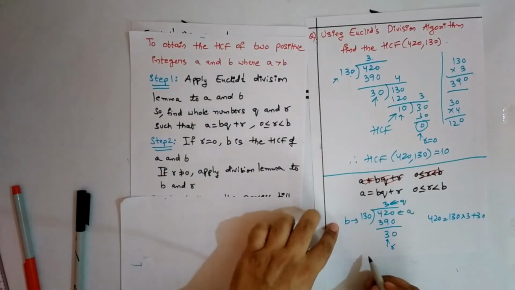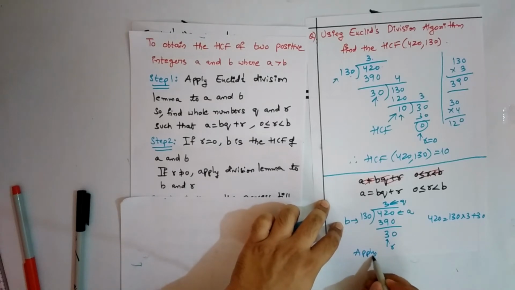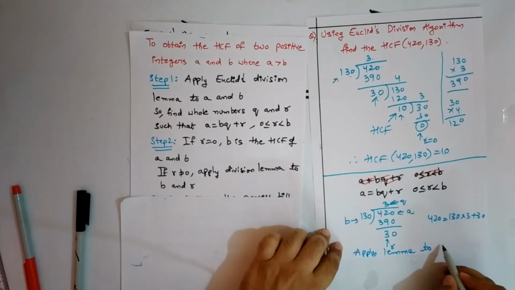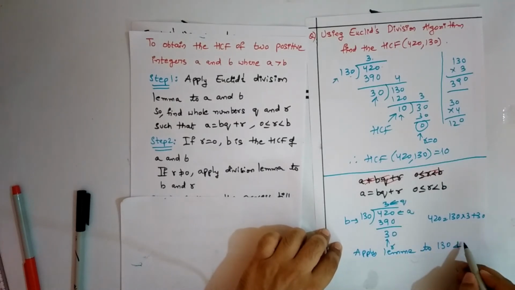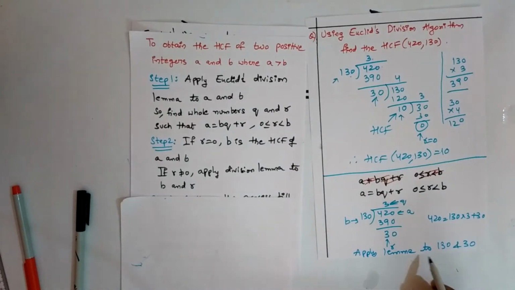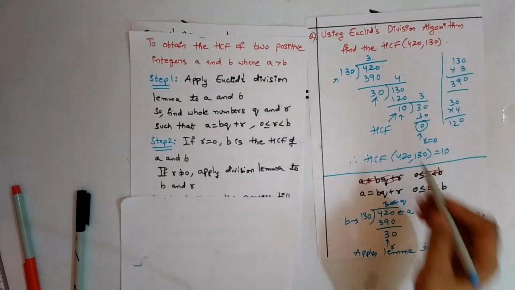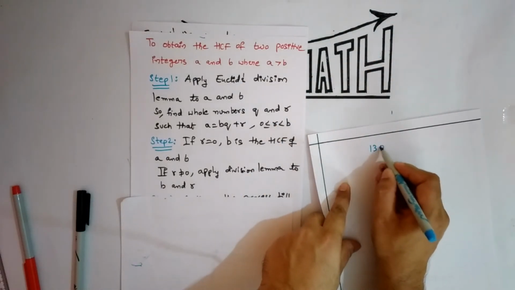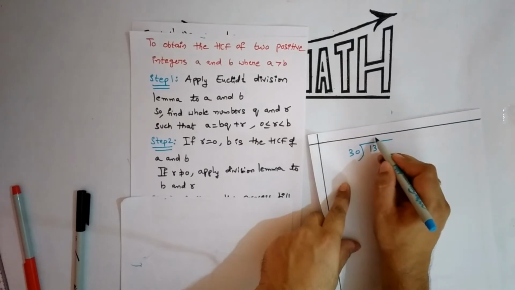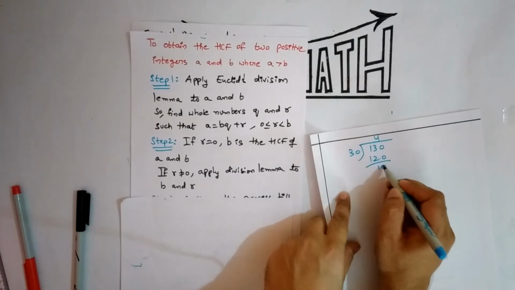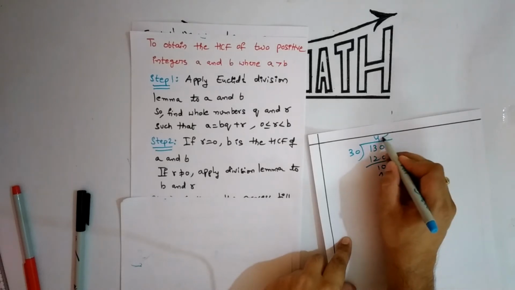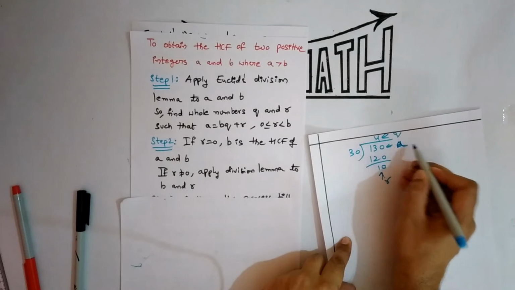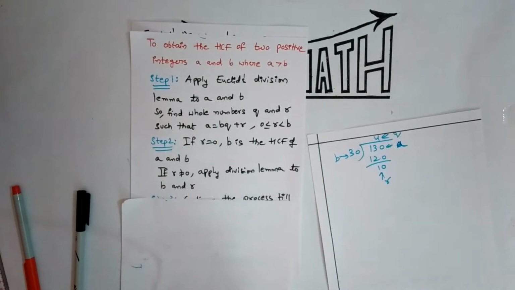It is saying apply lemma to B and R. What is B? B is 130 and R is 30. What is applying lemma to 130 and 30? That is nothing but doing the division again. 130 and 30, 4s are 120 and 10. This is the R now, this is the Q, this is B, this is A because this is a larger number, and this is B.